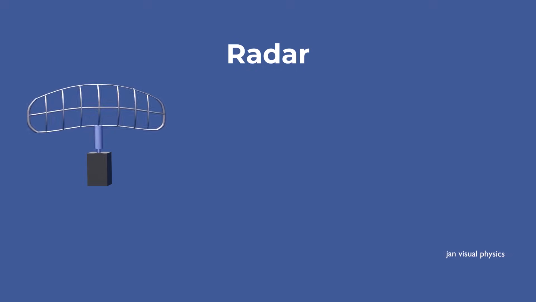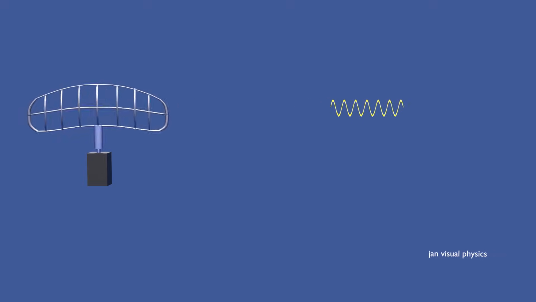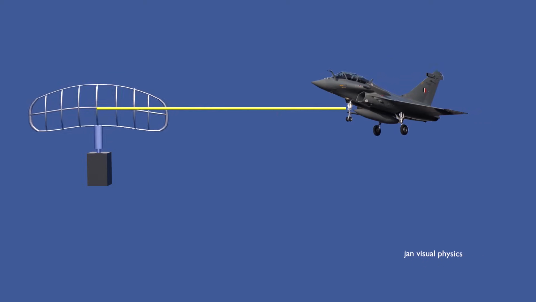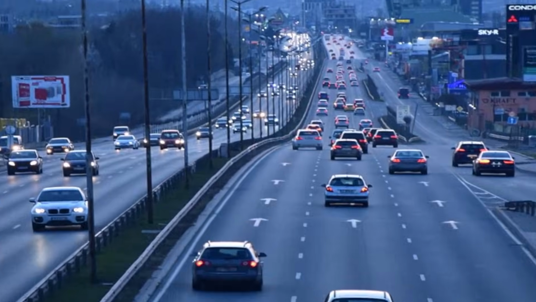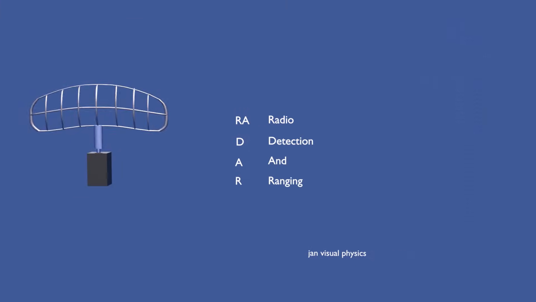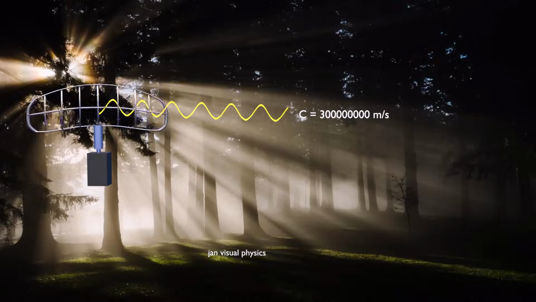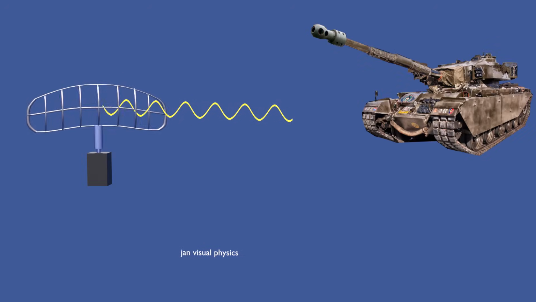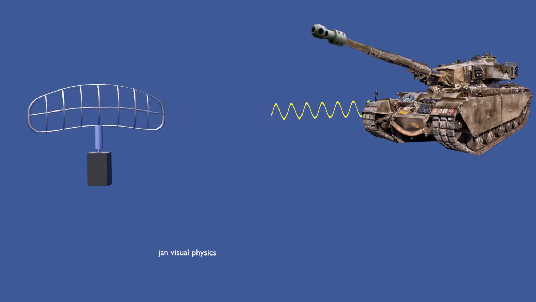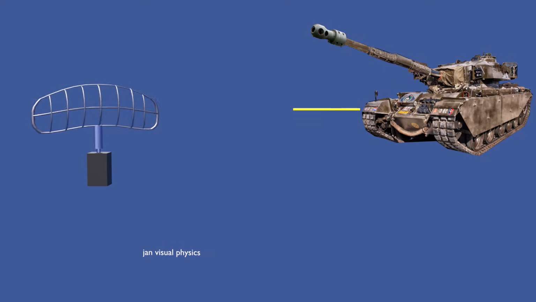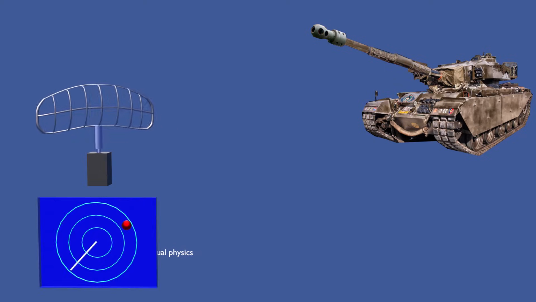Radar is a system that uses radio waves to detect objects and find their distance, direction, and sometimes speed. The word radar stands for radio detection and ranging. Radar uses radio waves because they travel at the speed of light, can cover long distances, and can reflect from solid objects, especially metals. This reflection makes detection possible.